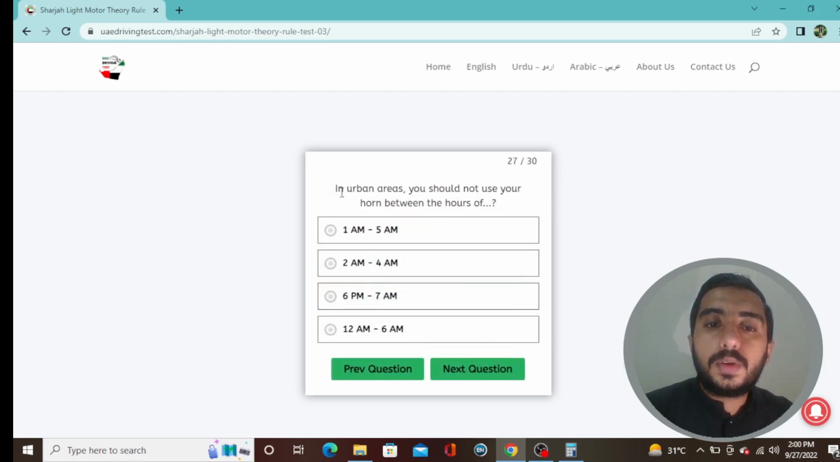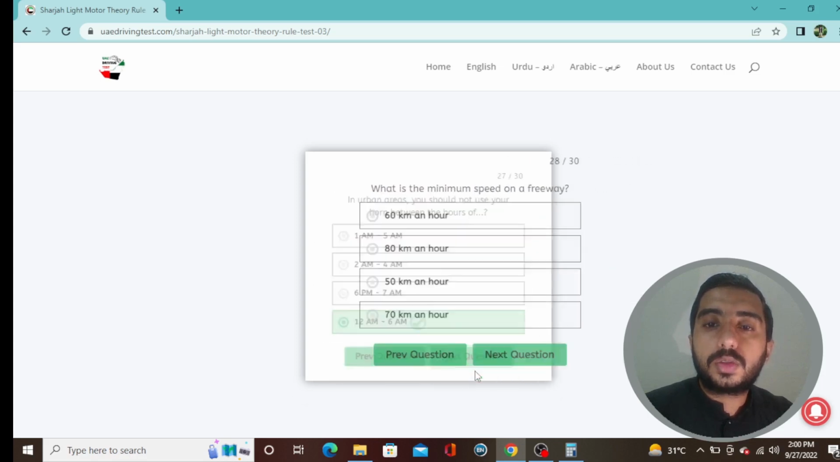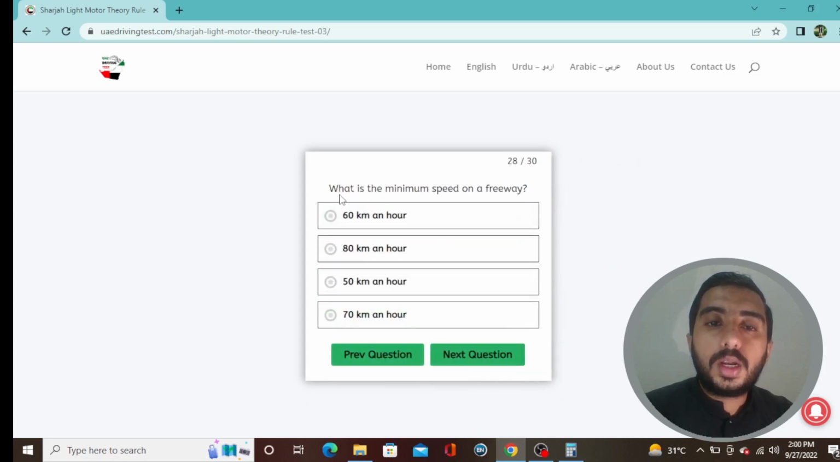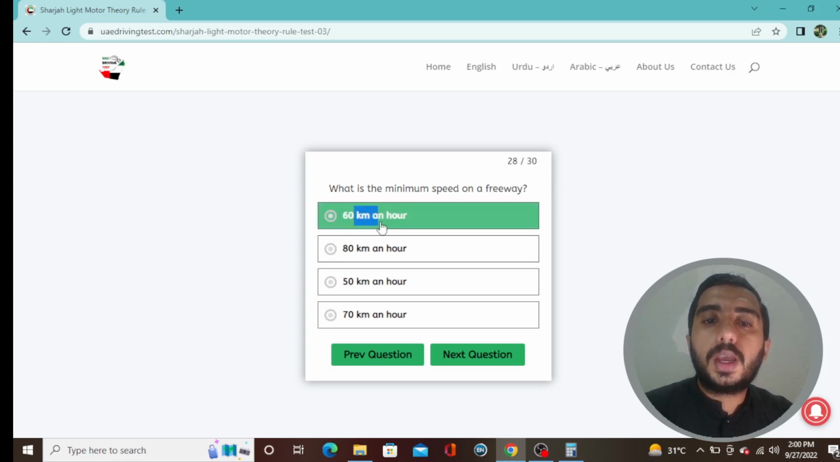Question number 27 is, in urban areas, you should not use your horn between the hours of 12 a.m. to 6 a.m. Option D is the correct one. Next question. Question number 28 is, what is the minimum speed on a freeway? The minimum speed on a freeway is 60 km an hour. Option A is the correct one.